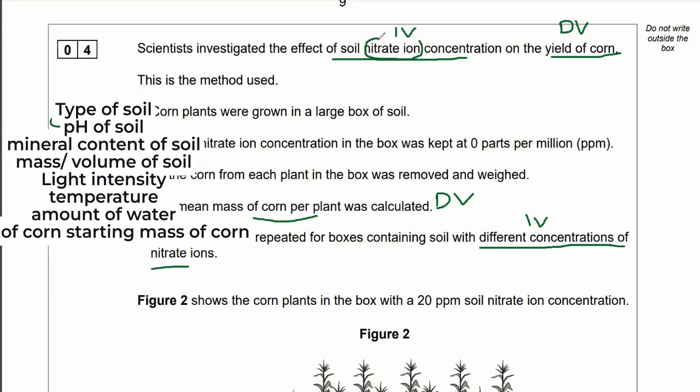So you have to think about what you want to keep the same so it doesn't affect the growth of the plant. Because you really want to find out, is it the change in the concentration of the nitrate ions that's causing the plant to grow, or is it one of these other things like type of soil, the pH of soil, mineral content, mass or volume of soil? Think about the limiting factors of photosynthesis like light intensity, temperature. We've also got the amount of water or the starting mass of the corn. All of these are things that could affect the dependent variable, the mass of the corn. So we need to control them.